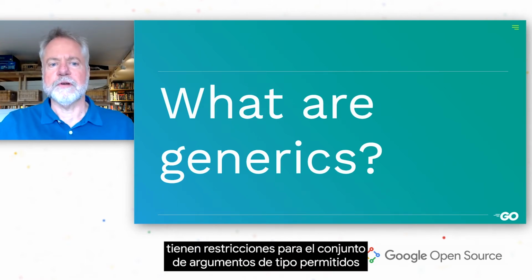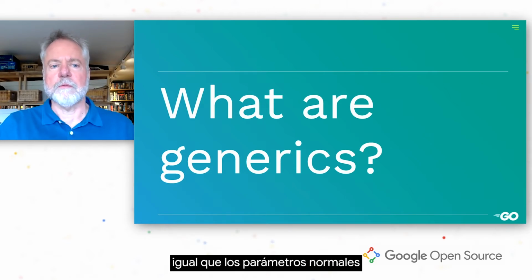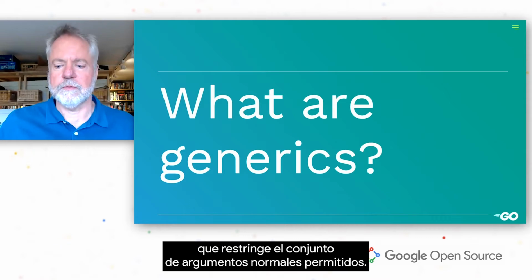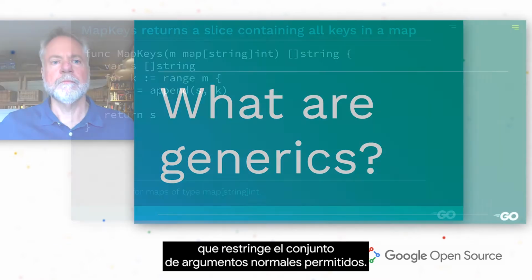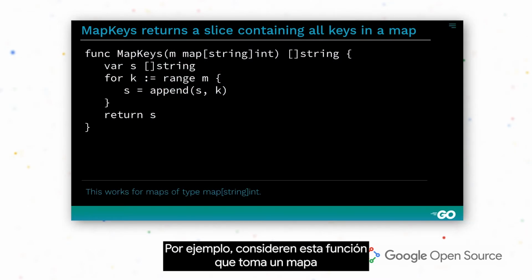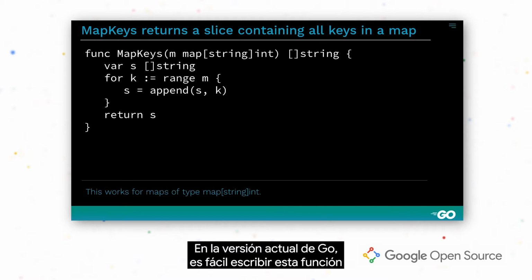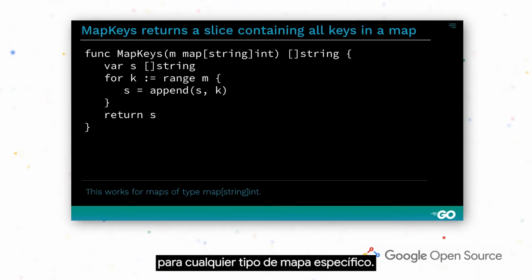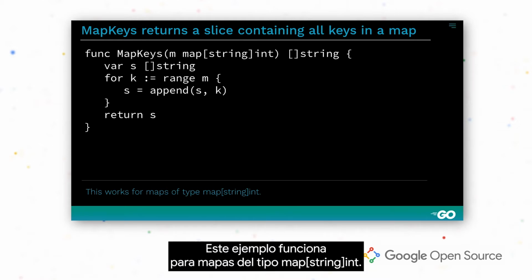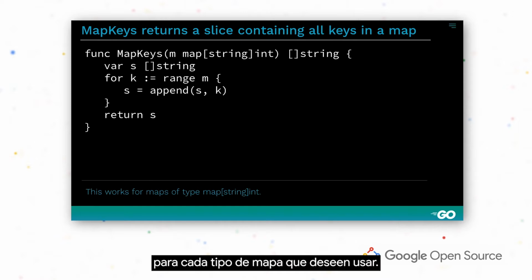Type parameters have constraints that restrict the set of permitted type arguments, much as ordinary parameters have a type that restricts the set of permitted ordinary arguments. For example, consider this function that takes a map and returns a slice containing all the keys in the map. In current Go, it's easy to write this function for any specific map type. This example works for maps of type map string int, but you need to write a different copy of the function for each map type that you want to use.